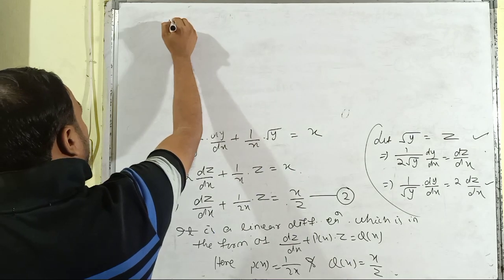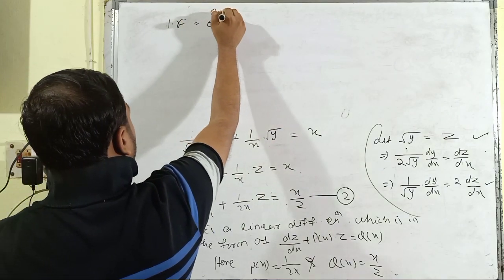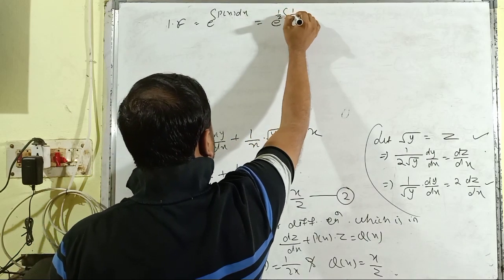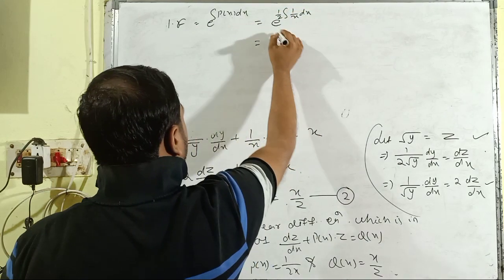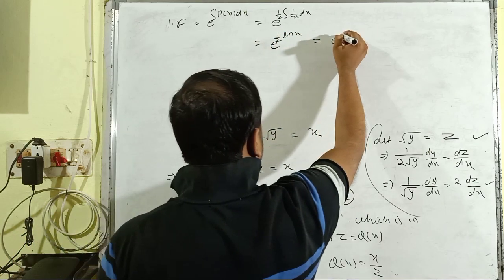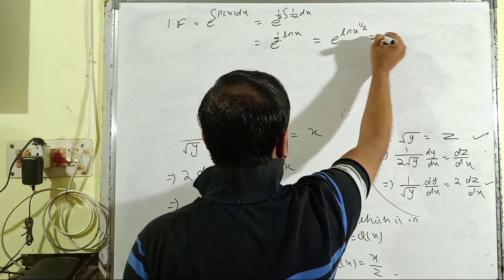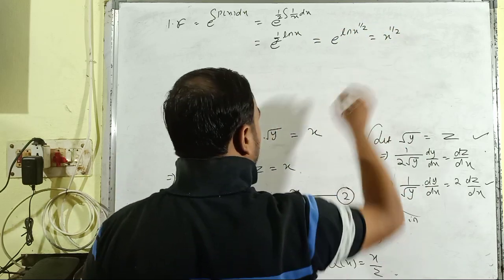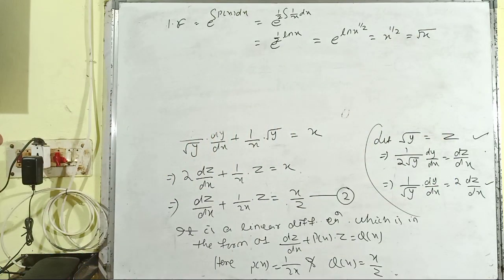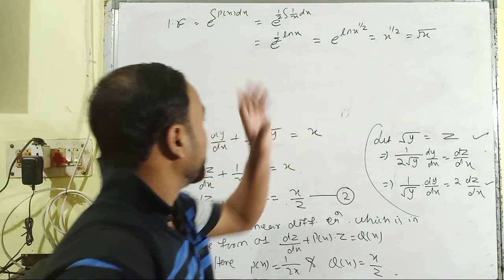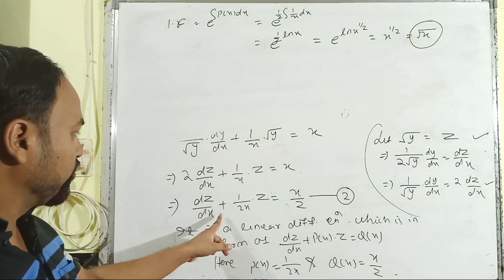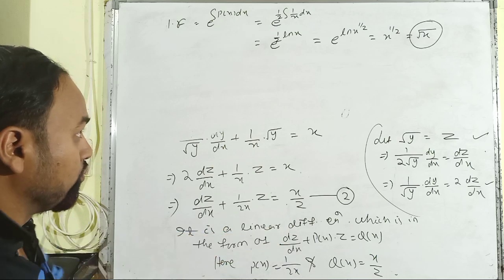Integrating factor is equal to e to the power integral of p of x dx, it is e to the power 1 upon 2 integral of 1 upon x dx, it is 1 upon 2 ln x, and here it is e to the power ln x to the power 1 by 2, that means x to the power 1 by 2. Or you can write down here square root of x. And now this is the integrating factor square root of x, and we have to multiply it to both sides of equation number 2.